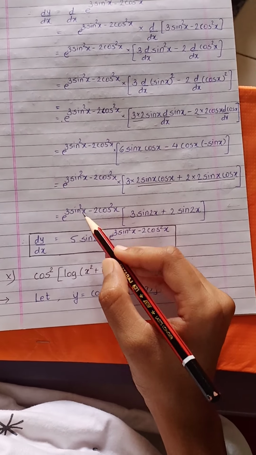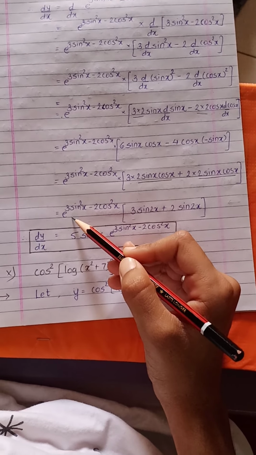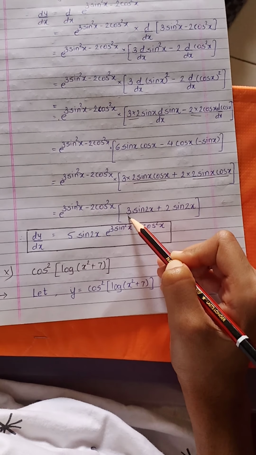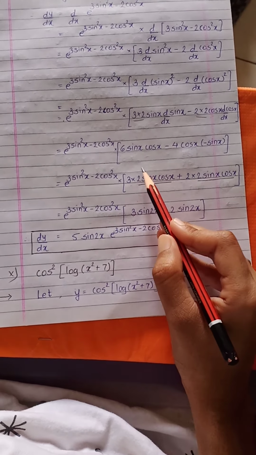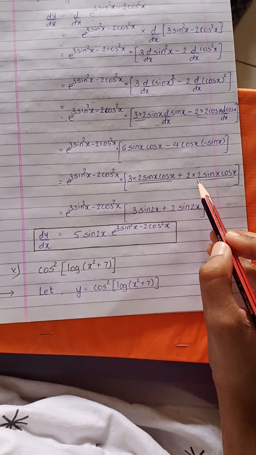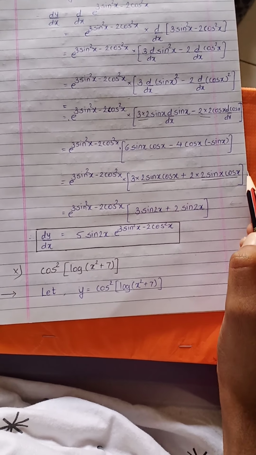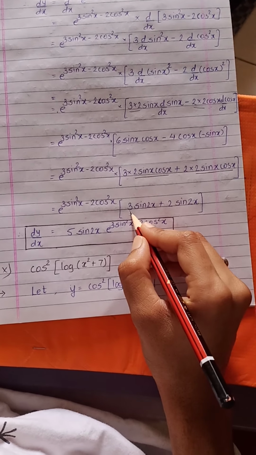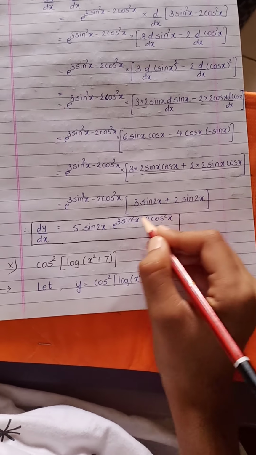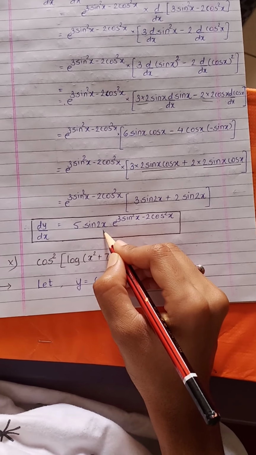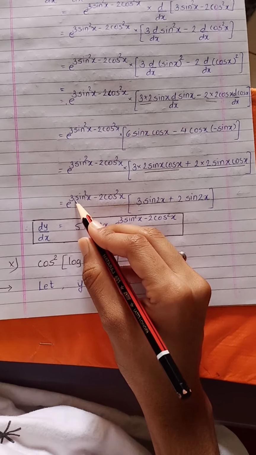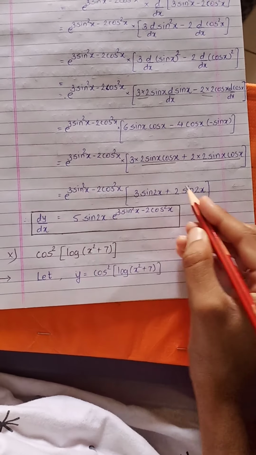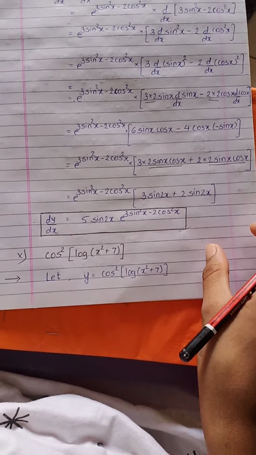So the next step will be e raised to 3 sin square x minus 2 cos square x into 3, this is sin 2x, plus 2, this is again sin 2x. So you can observe that this is 3 sin 2x plus 2 sin 2x, that is 5 sin 2x into e raised to 3 sin square x minus 2 cos square x as it is. So this is the final answer.